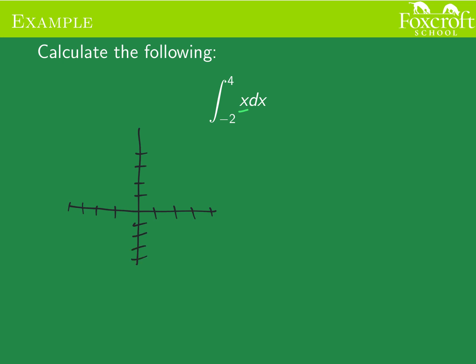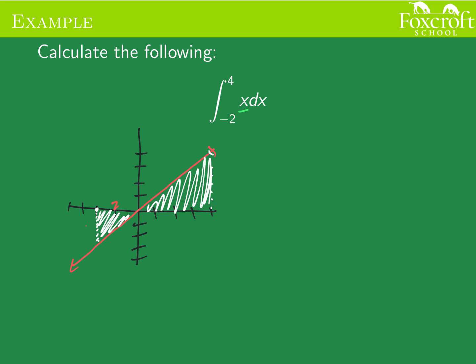This graph is just the diagonal line. I'm going to find the area from -2 to 4. So at -2, I go towards my graph. At 4, I go towards my graph. And I can see I have this area down here and that area over there. But the area below the x-axis is going to be negative. So this area is going to be negative.